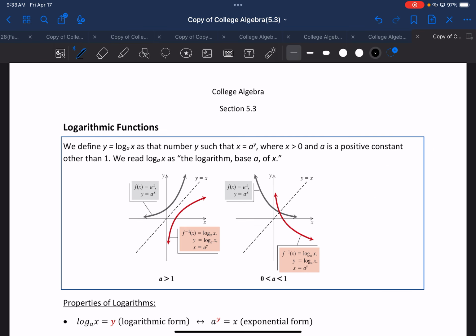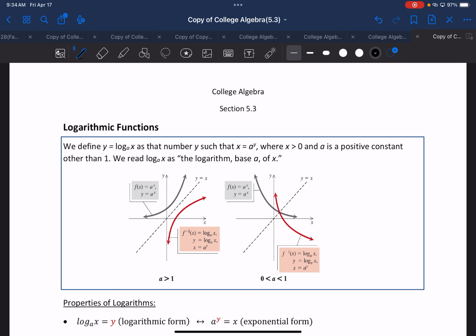Okay. All right, so section 5.3, we are now going to learn about the logarithmic functions, which, like I mentioned before, are the inverses of the exponential functions that we just learned about.